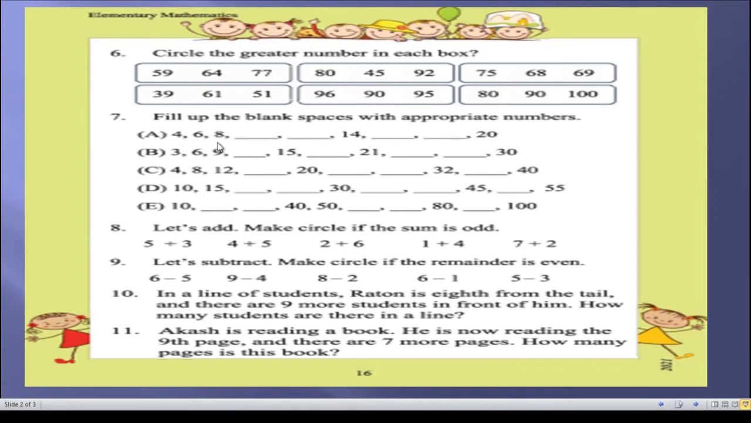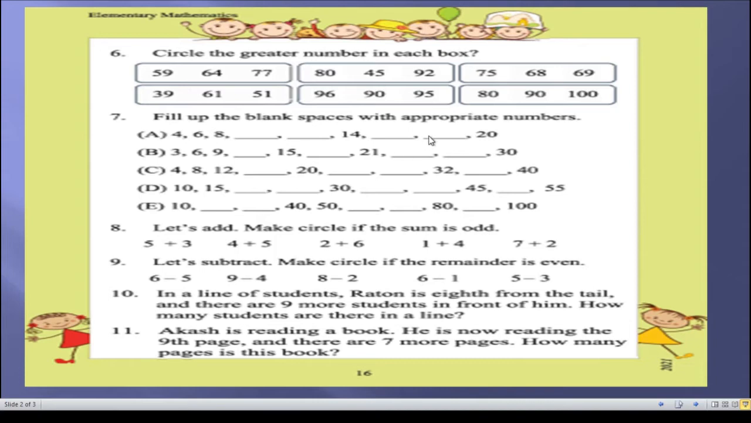So you can fill this gap with 10, and 10 plus 2 is equal to what? 10 plus 2 is equal to 12. So in this gap you should write 12, and 12 plus 2 is equal to what? 12 plus 2 is equal to 14. So here is 14, and 14 plus 2 is equal to what? 14 plus 2 is equal to 16. So in this gap you should write 16. 16 plus 2 is equal to what? 16 plus 2 is equal to 18.